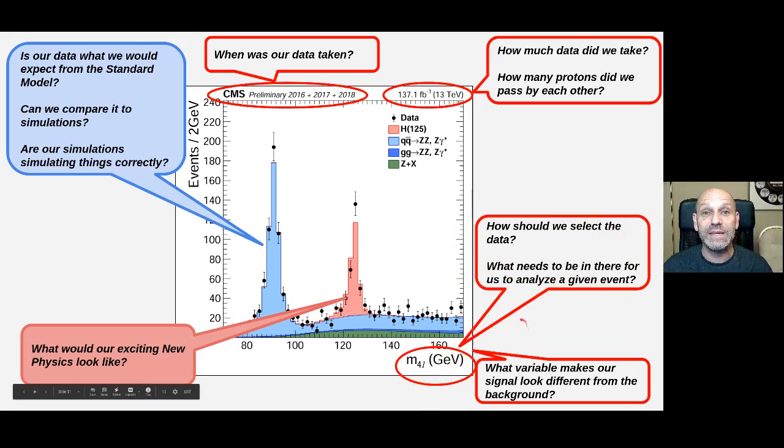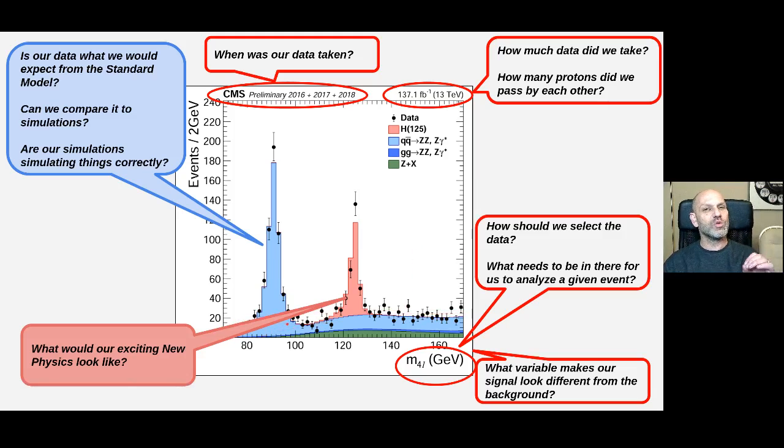There needs to be at least 4 leptons, it looks like in here. What variable makes our signal look different from the background? And in this case, it looks like we calculated the invariant mass of these 4 leptons because look, oh my gosh, look at this. Here is our signal, and that looks quite different from our background.